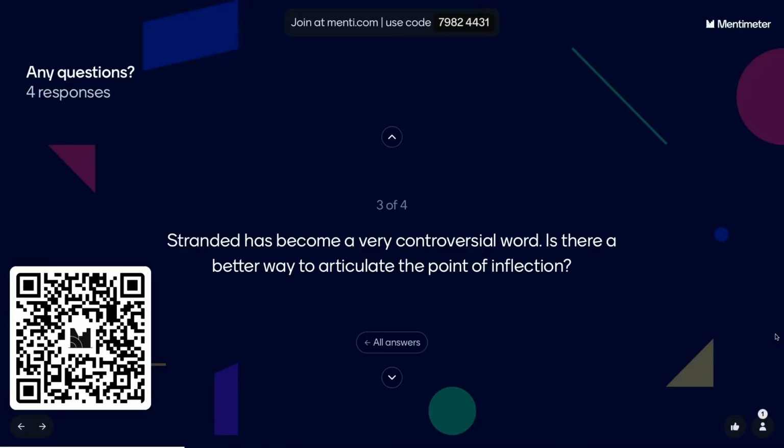So the question on the screen is, stranded has become a very controversial word. Is there a better way to articulate the point of inflection? Maybe that's one for you, Sven. I completely understand where you're coming from with that question. I would say, since it's controversial, it couldn't have been chosen better, right? Because I think we really made the industry think hard about this.